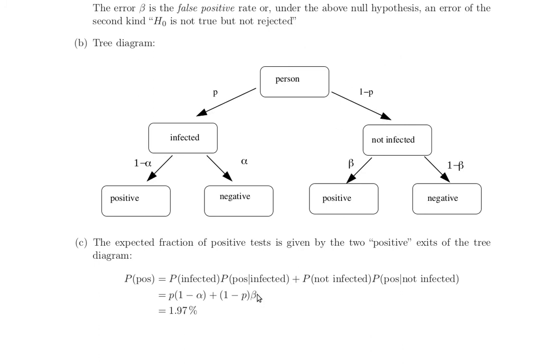And if you insert the numbers, p equals 0.01, alpha equals 2% and beta equals 1%, we get 1.97%. Notice that the probability of a positive outcome is nearly double as high as the real probability of being infected. That means the number of positive tests is about twice the number of infected persons. So that was the first question.